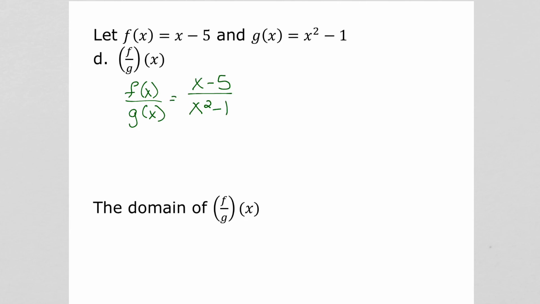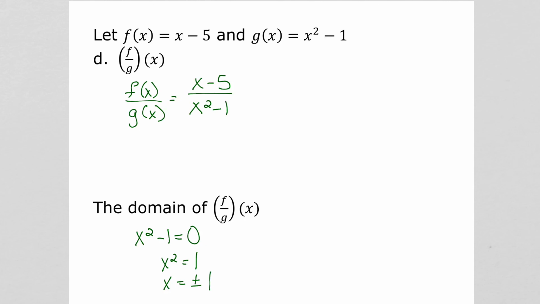What's the domain, though? Now we've got our fraction. So this one is iffy. We need to realize that the bottom cannot be equal to 0. So set your bottom equal to 0 and see what cannot go on the bottom. So add 1 to both sides. Take the square root of 1. Positive or negative 1 cannot work on the bottom because then we would get a 0.